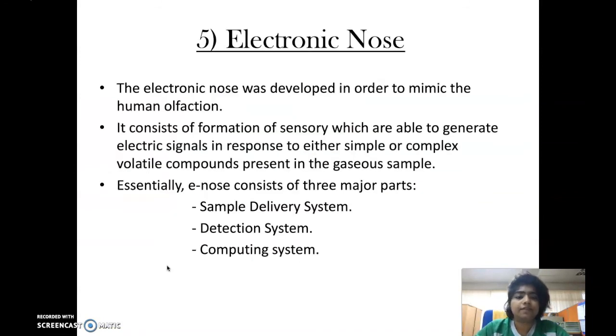So the fifth test is the electronic nose. The electronic nose was developed in order to mimic human olfaction. It consists of an array of sensors which are able to generate electrical signals in response to either a simple or complex volatile component present in the gas sample. The E-nose consists of three major parts, which are the sample delivery system, detection system, and computing system.